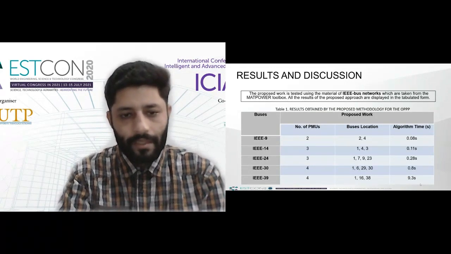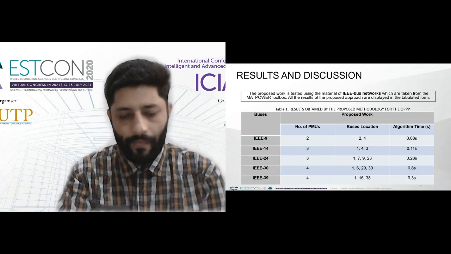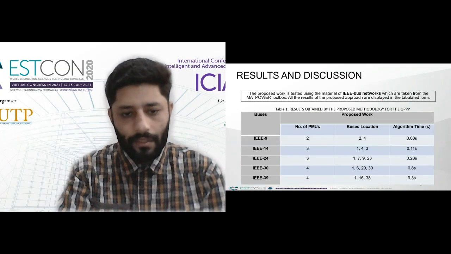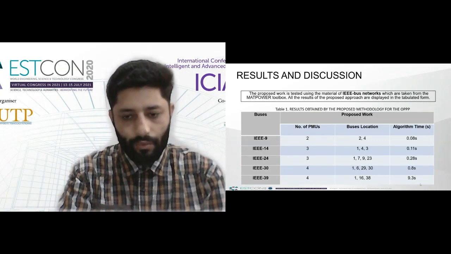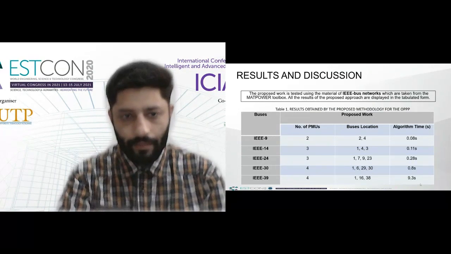For the IEEE 9 bus network, we have 2 PMUs. The locations of the PMUs are 2 and 4. The algorithm time taken to allocate these PMUs is 0.08. And respectively, the other buses also have optimal and better results, and we can see them in table 1.